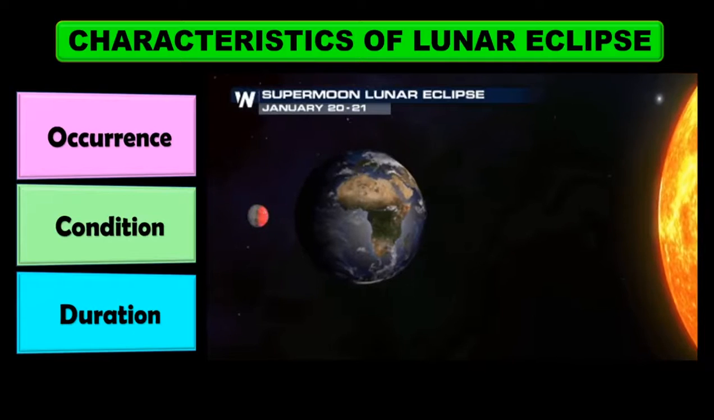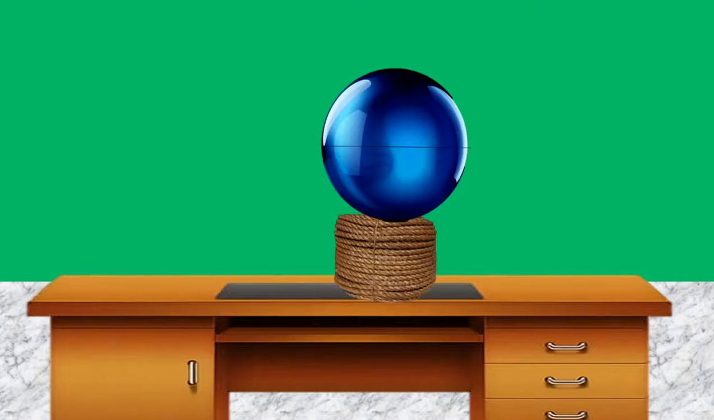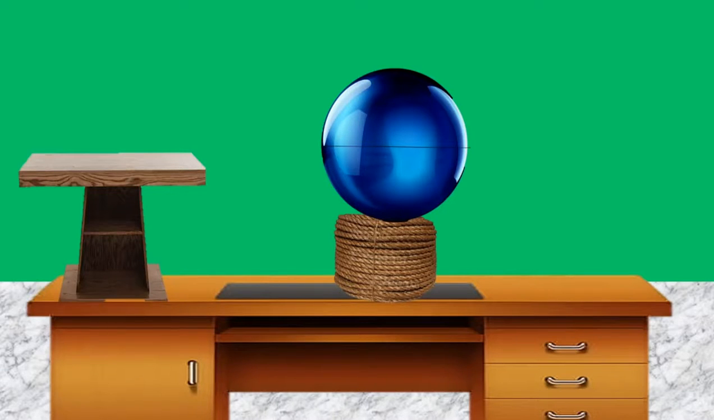Now students, same like solar eclipse, we have one more activity to perform to understand about lunar eclipse. So let's try the activity. Take a table, keep a rubber or cloth ring at the center of the table. Now place a large plastic or rubber ball on the cloth ring. Let this ball be the earth. Take a torch, that is the sun. Hold it at a distance of about 30 centimeters from the earth.